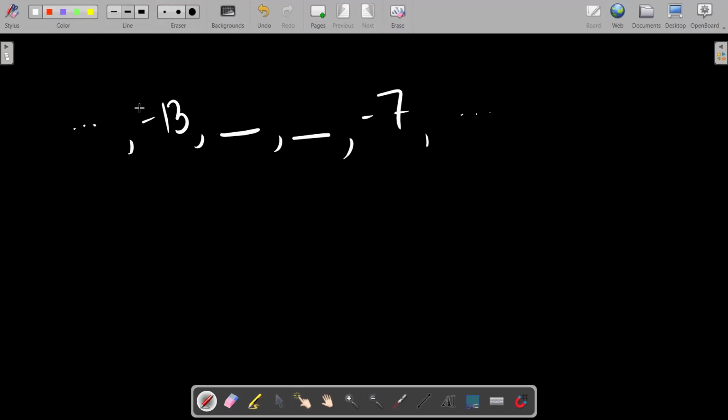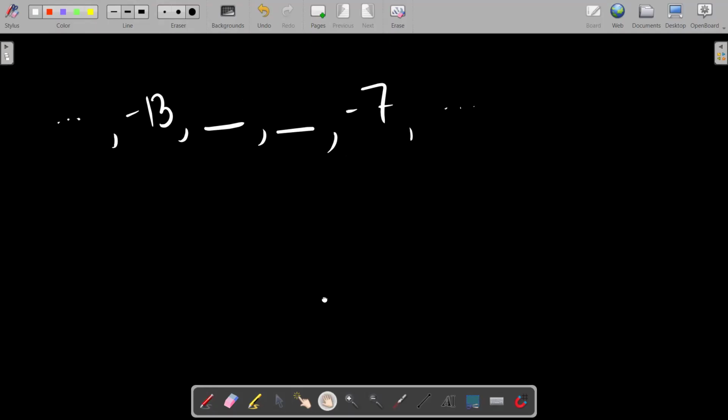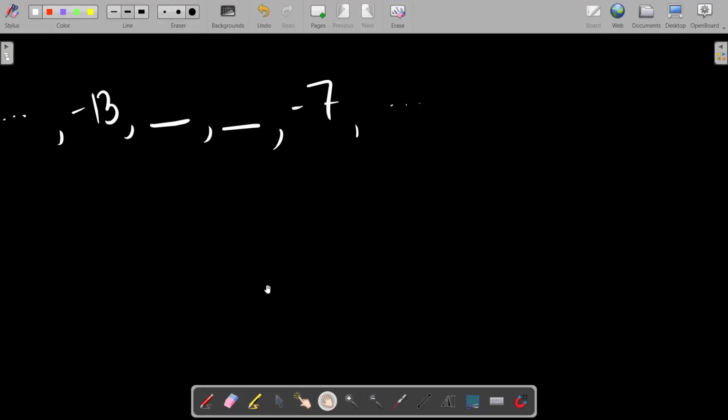Plus one? It's the number of blanks plus one, but it is the number of jumps.